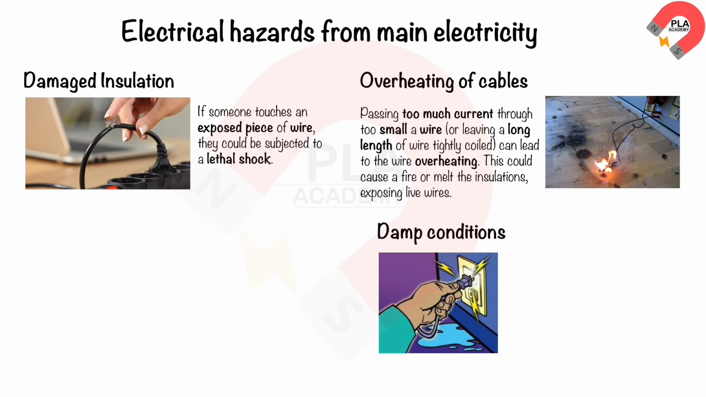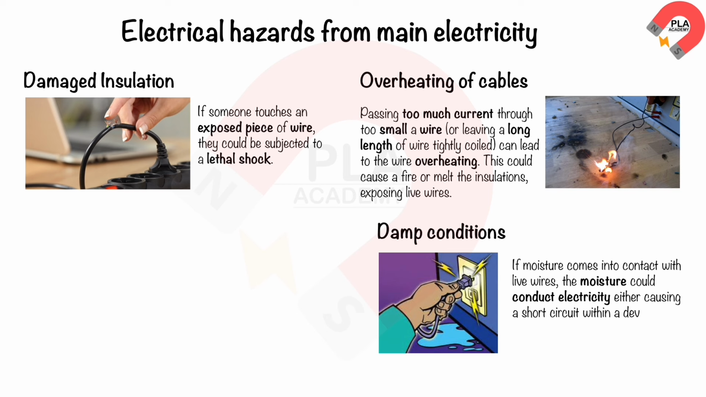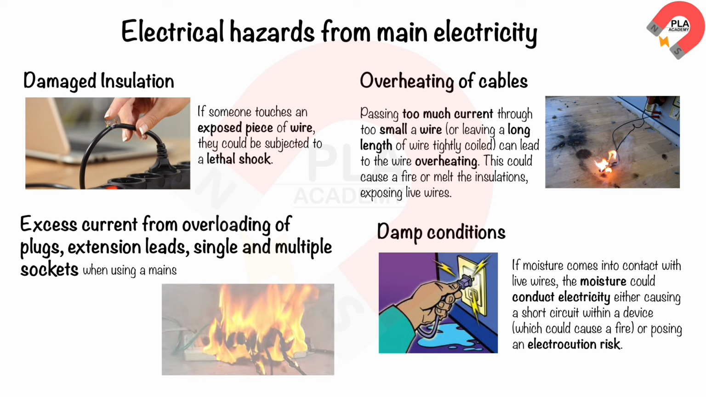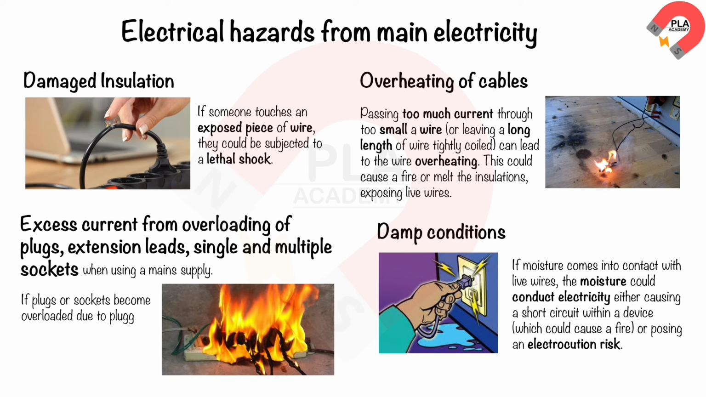Damp conditions. If moisture comes into contact with live wires, the moisture could conduct electricity, either causing a short circuit within a device, which could cause a fire, or posing an electrocution risk. Excess current from overloading of plugs, extension leads, single and multiple sockets when using a mains supply. If plugs or sockets become overloaded due to plugging in too many components, the heat created can cause fires.